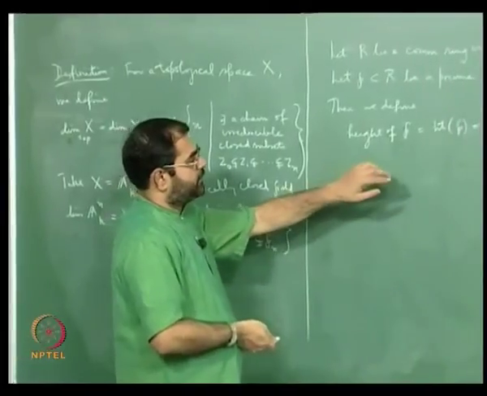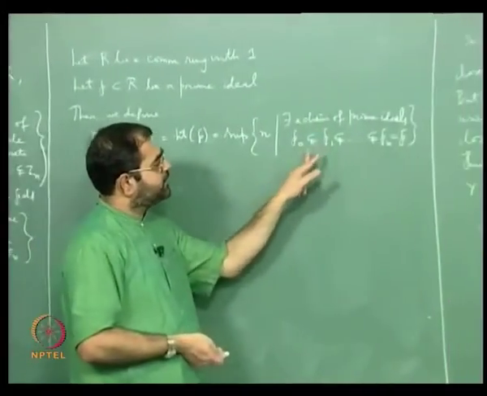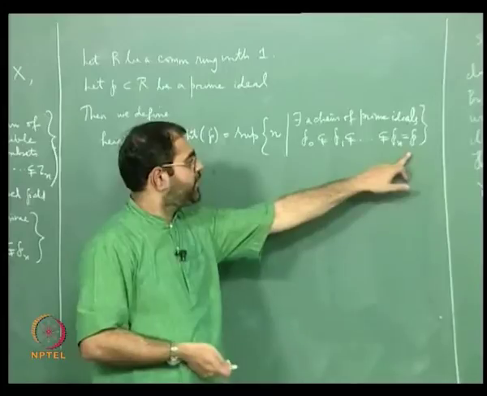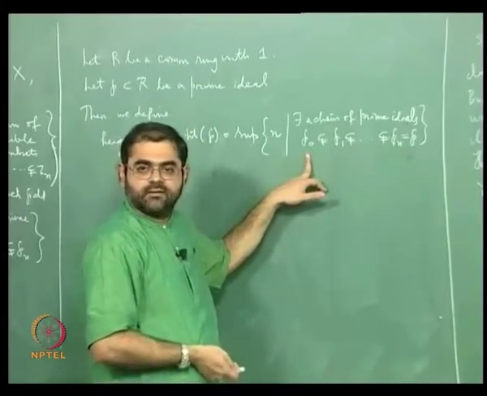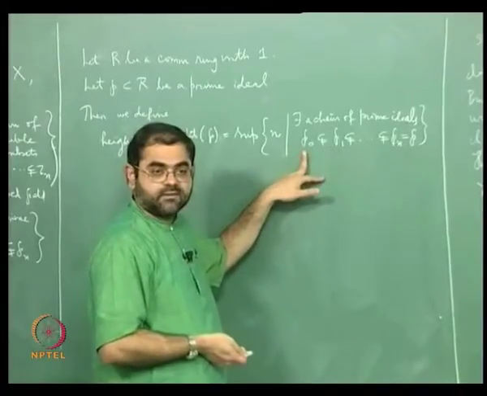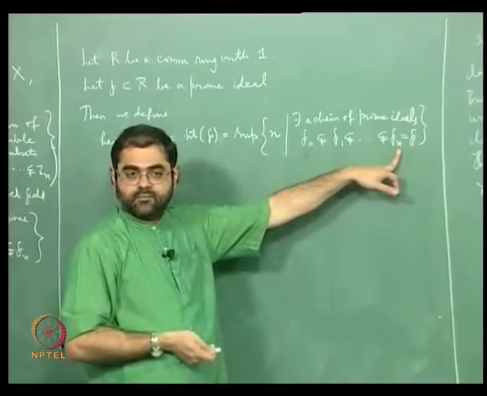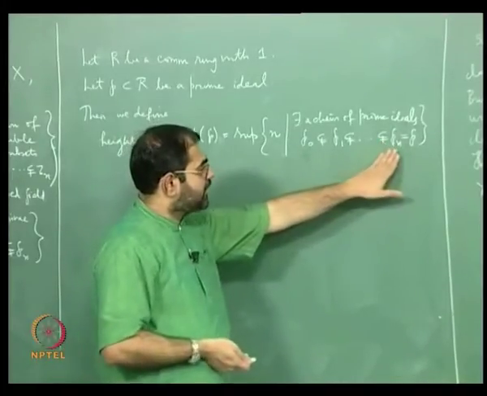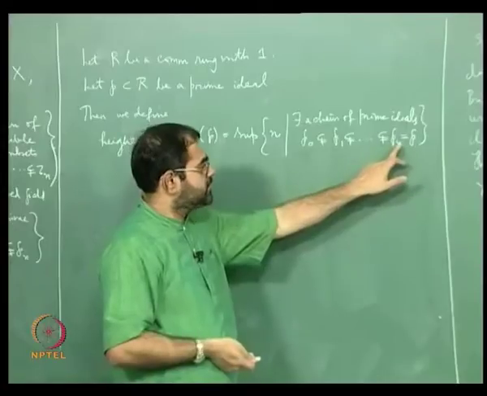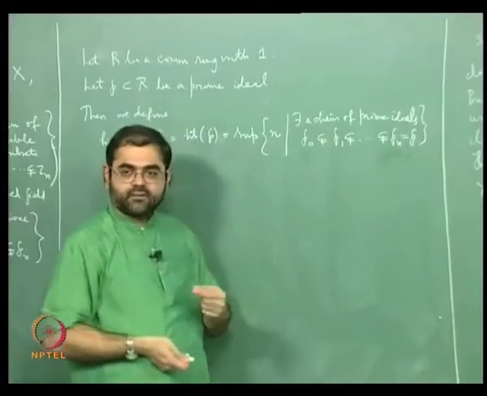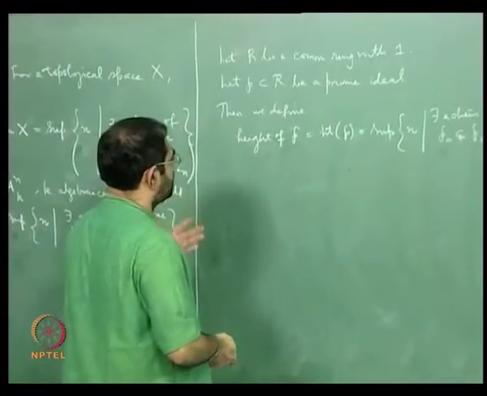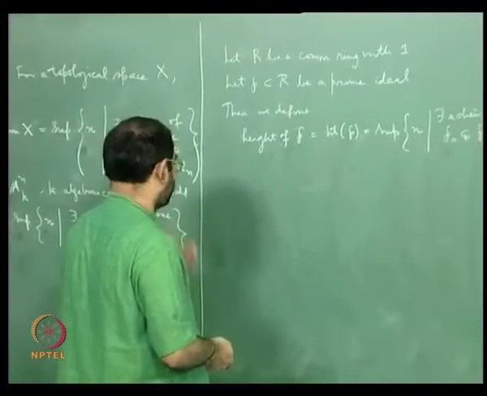In other words, you look at a chain of prime ideals which ends with P, and you look at the largest possible such chain. Of course it need not be finite at all. You may always find a chain like this for every n, it might happen. But if it doesn't happen like that, then you take the supremum and that will be a finite number, and call that the height of the prime ideal. And here comes the following fact.